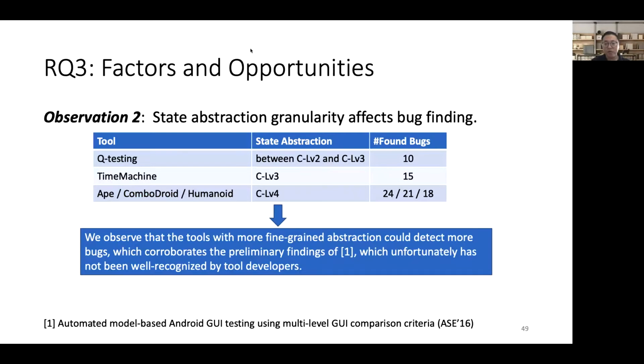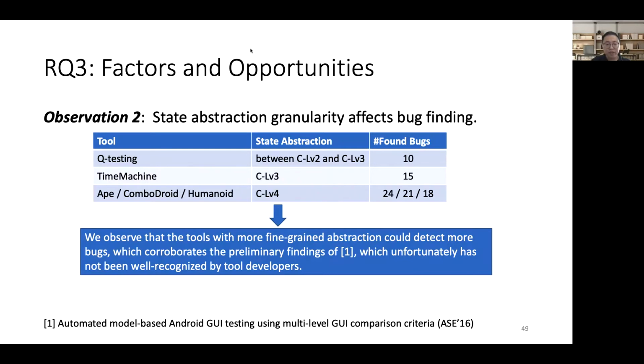Second, we find state abstraction granularity affects bug finding. For example, we find Ape, ComboDroid, and Humanoid use a fine-grained state abstraction criterion, CLV4, while TimeMachine and Q-testing use coarse-grained state abstraction criteria, CLV3, and even between CLV3 and CLV2. It means Ape, ComboDroid, and Humanoid can cover more program states. As a result, they find more bugs than TimeMachine and Q-testing. Thus, we observe that tools with more fine-grained abstraction could detect more bugs, which corroborates previous findings.